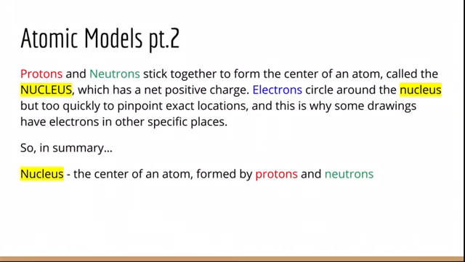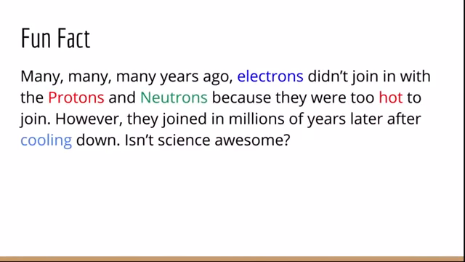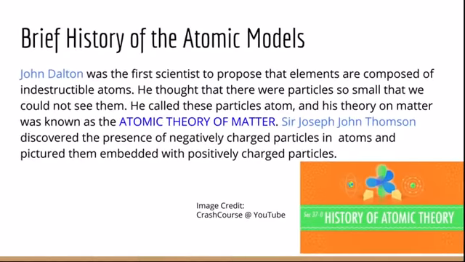So in summary, the nucleus is the center of an atom formed by protons and neutrons. Fun fact, many years ago, electrons didn't join in with the protons and neutrons because they were too hot to join. However, they joined in millions of years later after cooling down. Isn't science awesome?